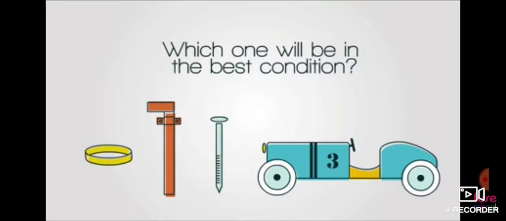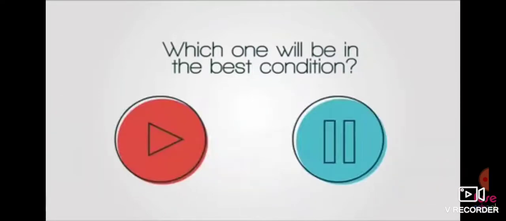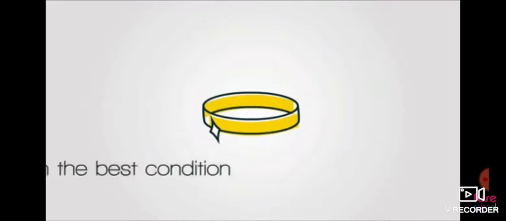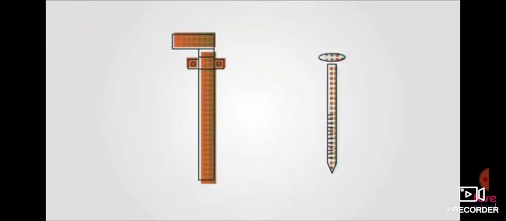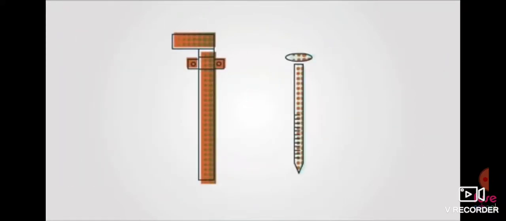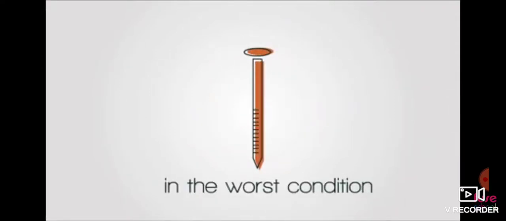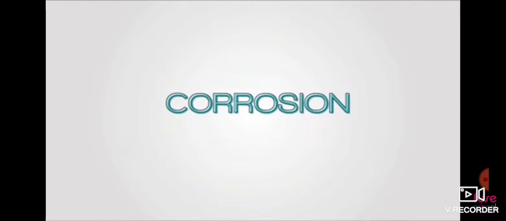What materials do you think will be in the best condition when they are rediscovered? Pause, think, and continue when ready. If you think the gold ring is likely to be in the best condition, you're right. The copper pipe and the iron nail will appear in a worse condition, but the aluminium toy is also preserved very well. Most likely, the iron nail will appear in the worst condition. This is because of corrosion.